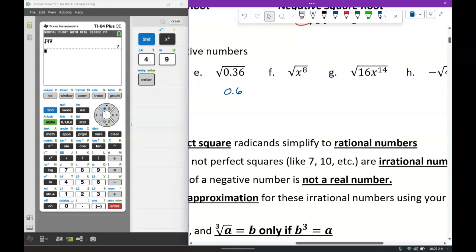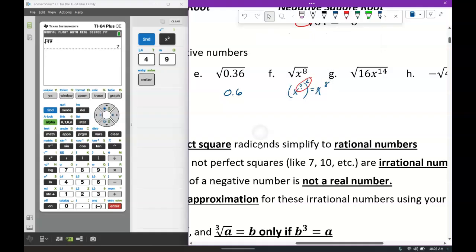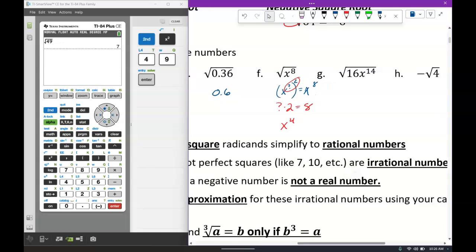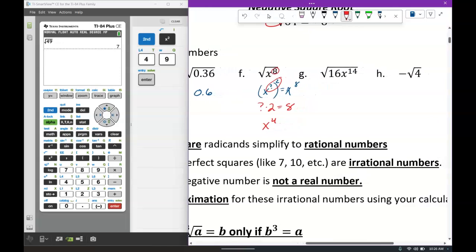Now, with variables, we have to consider, x raised to what power when squared equals x to the 8th? Well, we have to consider our power rules. Our power rule says we multiply the exponents when we take an exponent and raise it to an additional power. So what we're really looking at is what number times 2 equals 8? Well, that number would be 4. So the square root of x to the 8th is x to the 4th. A simple way to remember this is that we take the exponent and divide it by whatever the index is.